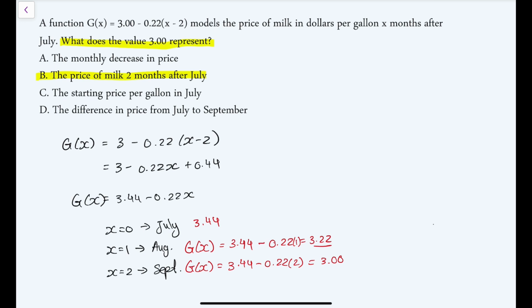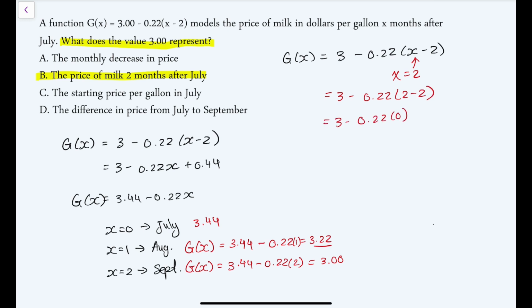Another way you could have approached this is by looking at it from the perspective of what we did earlier, right? We're saying that g of x is equal to 3 minus 0.22 times x minus 2. If x is the number of months after July, then we could easily see what happens if I can get rid of all of this and just stay with 3. Well, I would need x equal to 2 for that. I plug that in, and I end up with 3 minus 0.22 times 2 minus 2, which is just 0. 3 minus 0.22 times 0 is just 0, which is equal to 3. So 3 is the price of milk in September, 2 months after July.